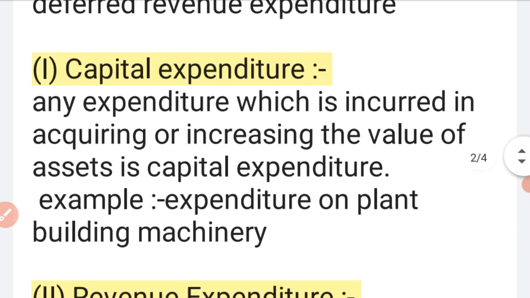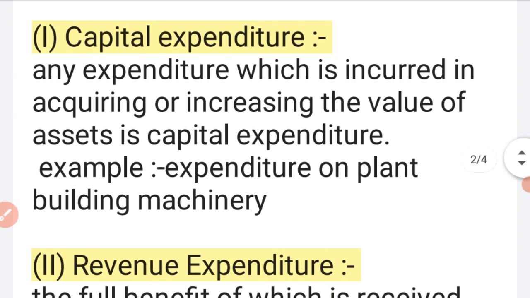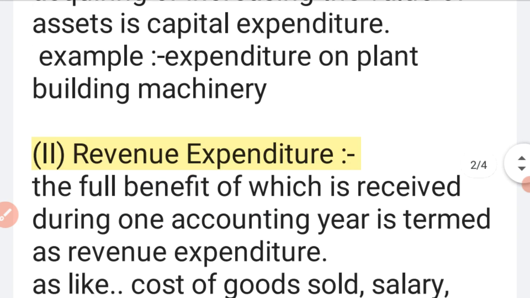Capital expenditures are the most important for any type of the expenditure, because these types of expenditure are done to increase the value of the assets. Okay, so now we will discuss the revenue expenditure.